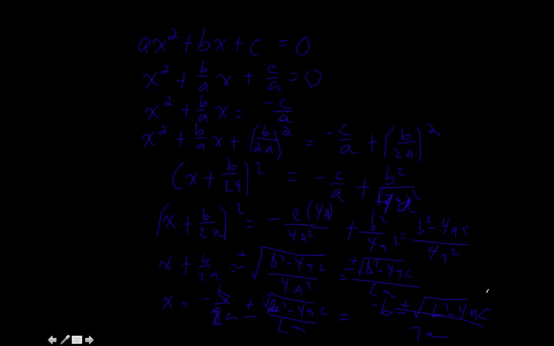Okay, so let me find a different page and write this a little better. So if ax squared plus bx plus c equals 0, then x equals negative b plus or minus the square root of b squared minus 4ac over 2a.